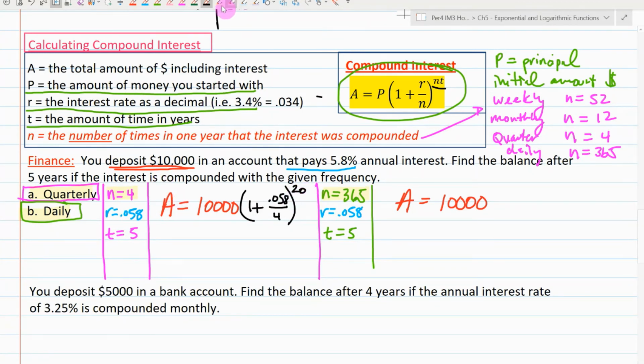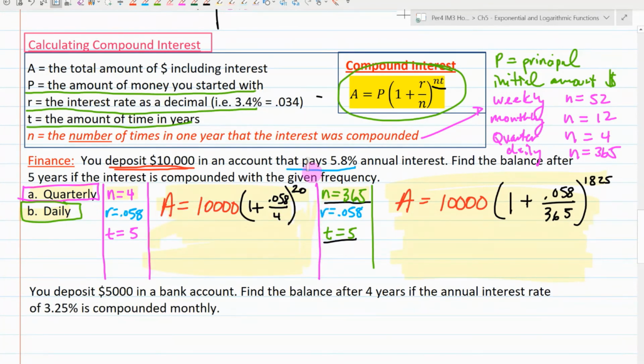Okay, and we're going to do all of this in our calculator at once, and I'm going to show you the order in which you should do that. Okay, now on this side, P, 1 plus R over N, which in this one is 365, and then N times T is going to be 1825. All right, and then we're going to do all of this in the calculator all at once to get the second answer.